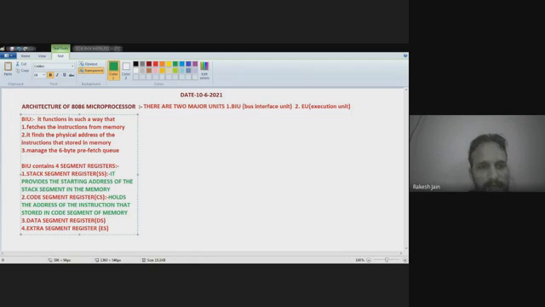Now the third one is the data segment register, which holds the address of the data segment. It simply holds the address of the data segment.